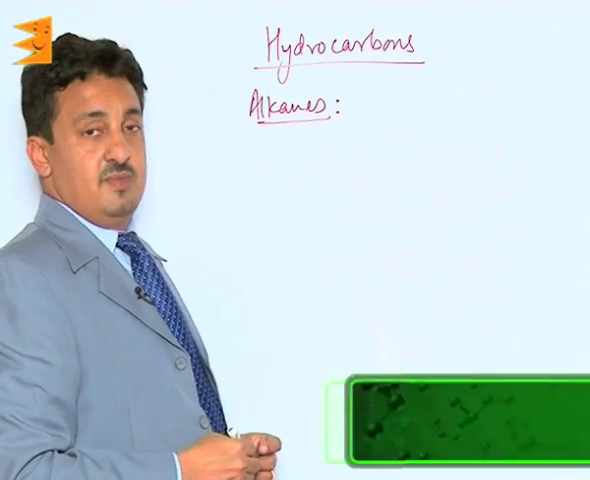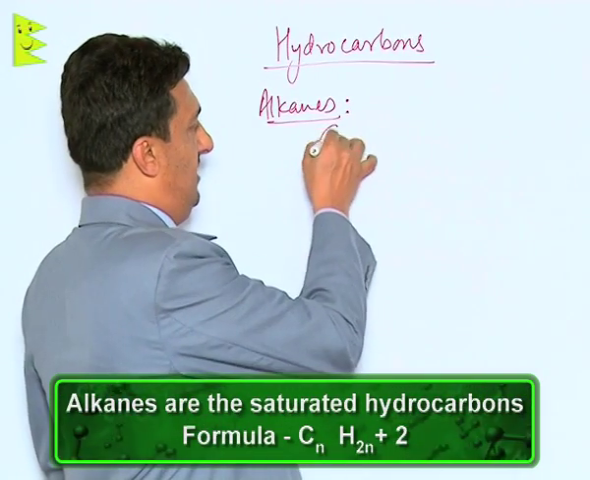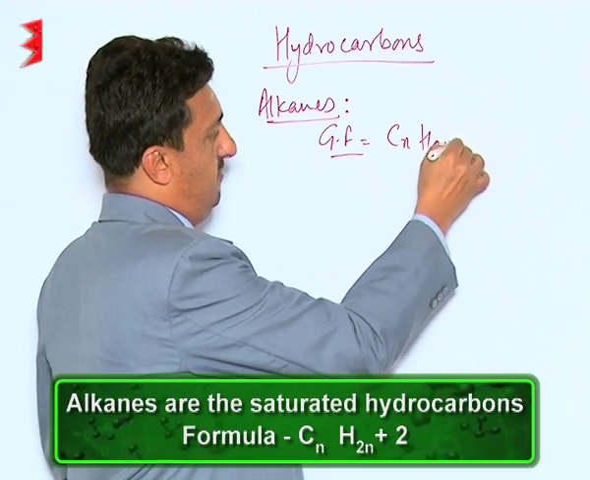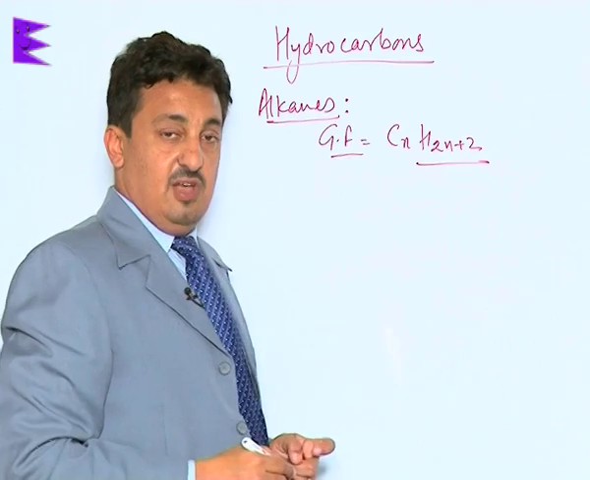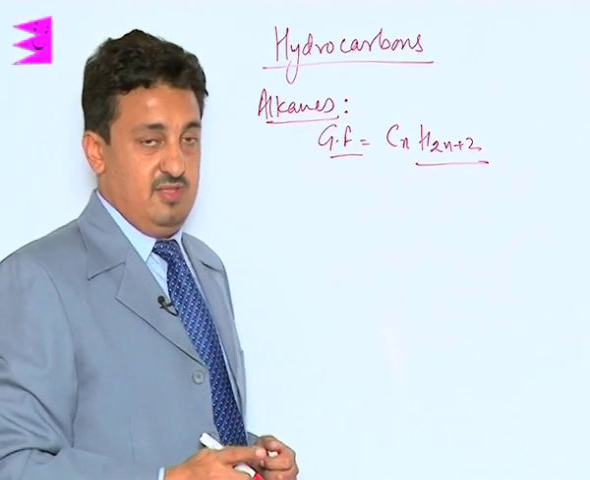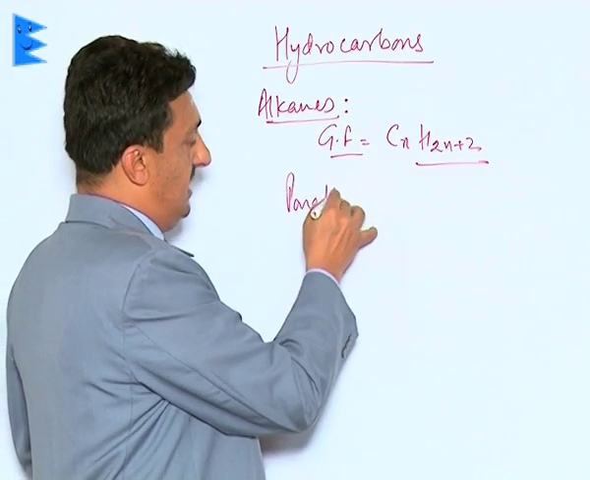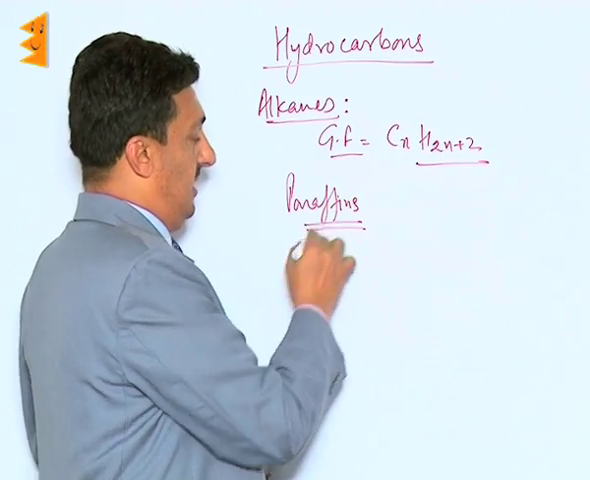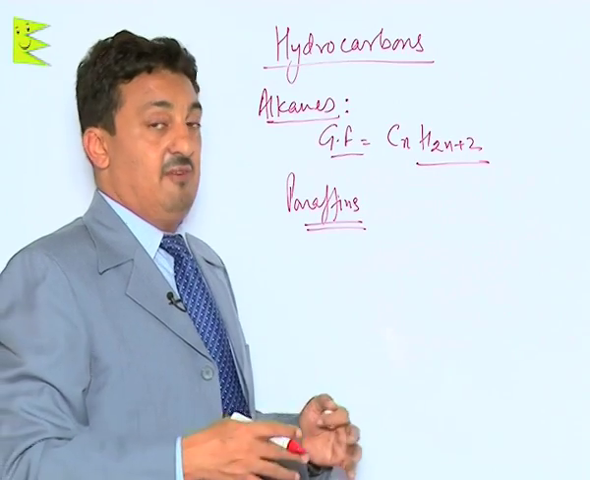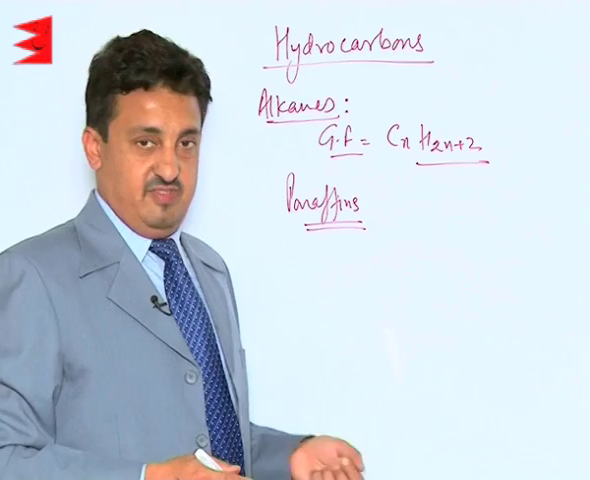The alkanes are the saturated hydrocarbons. They have a general formula of CnH2n+2. So they are having all carbon-carbon bonds as single bonds. There is no double or triple bond in these compounds. And they are the least reactive organic compounds. They are commonly called paraffins, which means least affinity, because they have no polarity in any of the C-C or C-H bonds which they have.